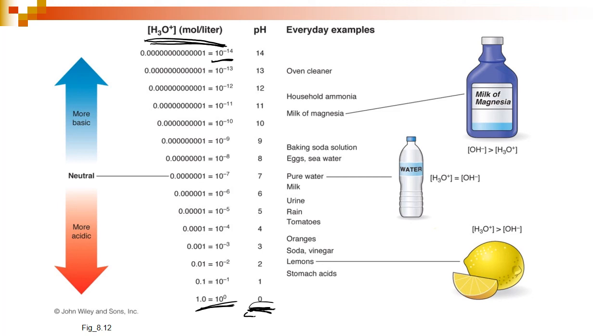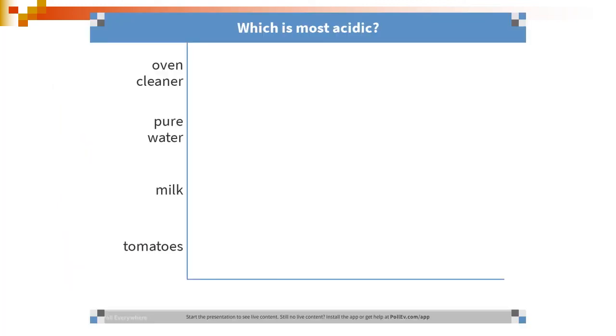On the basic side, or on the alkaline side, we have eggs and seawater, baking soda solutions, milk of magnesia is between 10 and 11, household ammonia between 11 and 12, and finally oven cleaner at about a pH of 13. That's pretty high pH, is very basic.